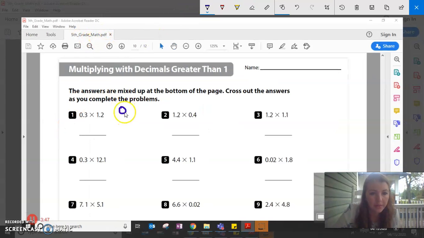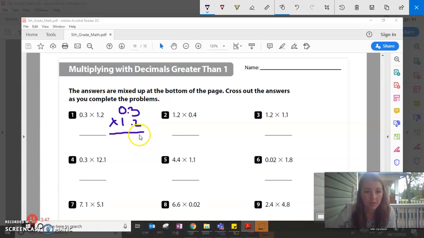So I'm going to write 0 and 3/10 times 1 and 2/10. All right, starting with the place on the right, 2 times 3 is 6. And remember, I'm ignoring the decimal points for now. And then 2 times 0 is 0. Now I'm moving into this next place, so I'm going to put a 0 in my placeholder. And I like to cross mine out here to remind me, and now I'm starting here. 1 times 3 is 3, and 1 times 0 is 0.